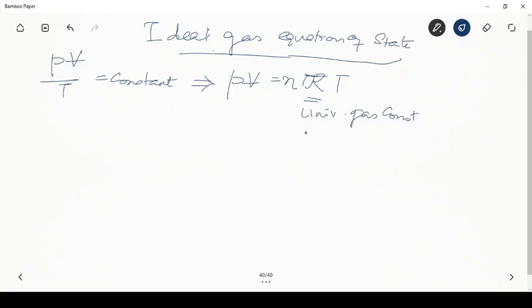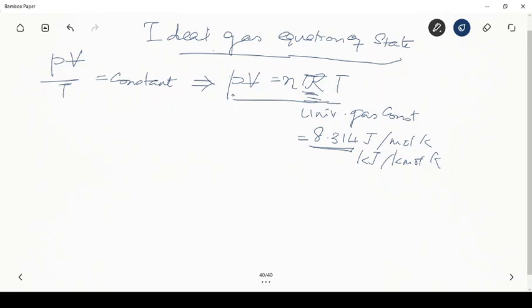and has a value equal to 8.314 joules per mole Kelvin. This can also be written as kilojoules per kilomole Kelvin. Okay, so this is the value of the universal gas constant, and all gases that behave like an ideal gas have this relationship. So the constant is the same.